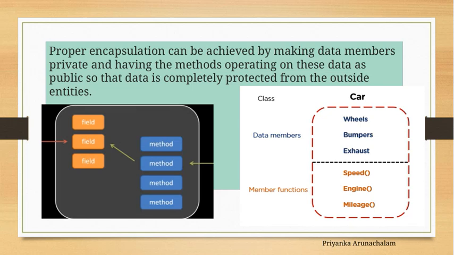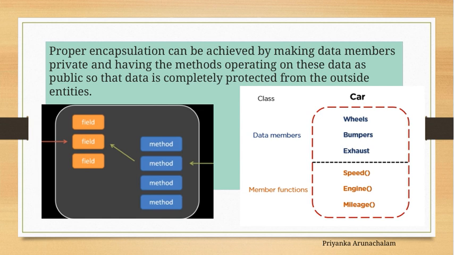Proper encapsulation is a fundamental concept in object-oriented programming, and it can be effectively achieved by making our data members private. This means that the internal state of an object is hidden from outside entities, helping us protect the integrity of the data. At the same time, we make the methods that operate on this data public. These public methods act as controlled interfaces, allowing external code to interact with the data in a safe and predictable way. By doing this, we ensure that the data is completely protected from unintended or malicious access, which is crucial for maintaining the robustness of our programs.